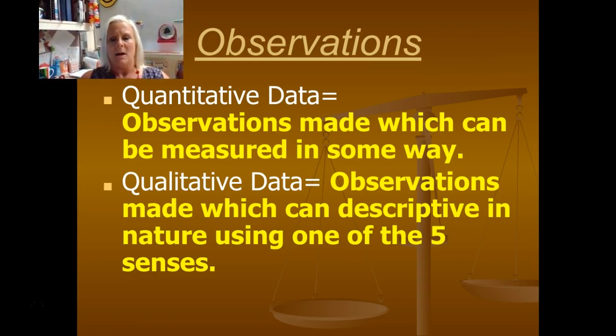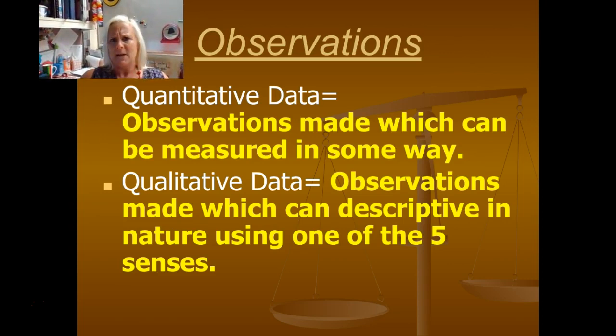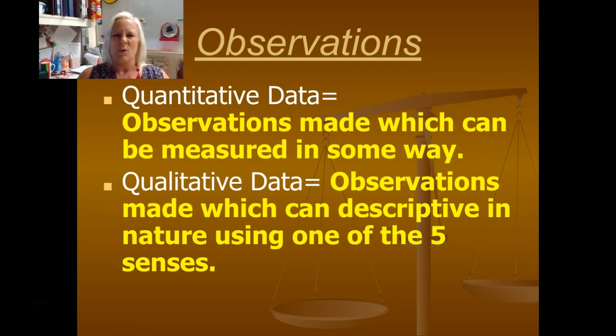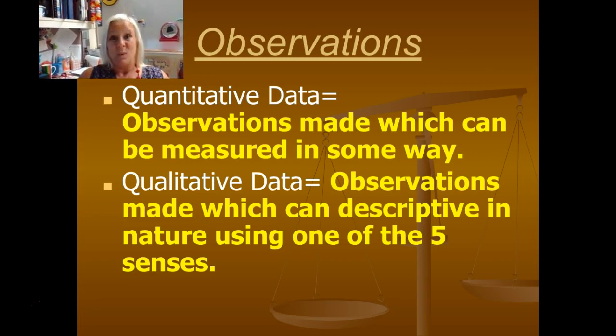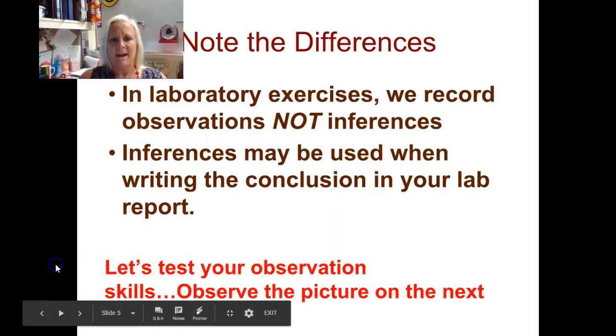Qualitative data are those observations that are very descriptive. I like to think of them as adjectives because you usually have to use the five senses. So you might describe what you see in terms of color or shape, texture. Maybe you're thinking about the way something tastes or the way something smells, or it feels. So all of those would be descriptions or adjectives that might describe what it is that you're observing.